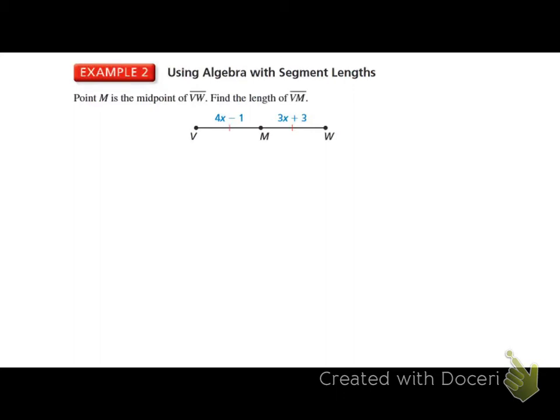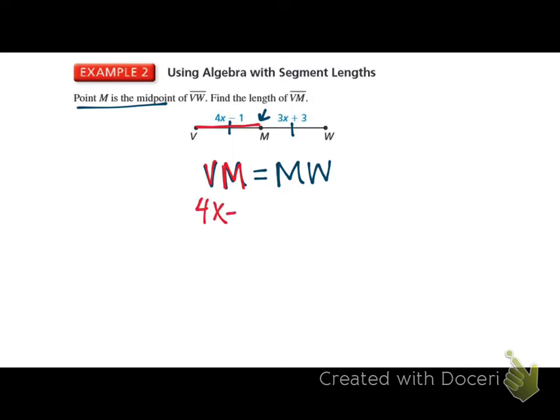All right, point M is the midpoint of VW. Our end goal, we're going to find the length of VM. But I know that M is the midpoint for two reasons. What's one reason? The dashes. What's my second reason? It tells us that it's the midpoint, right? So if it's the midpoint, that means the length of VM is equal to the length of MW. We agree? Yes.